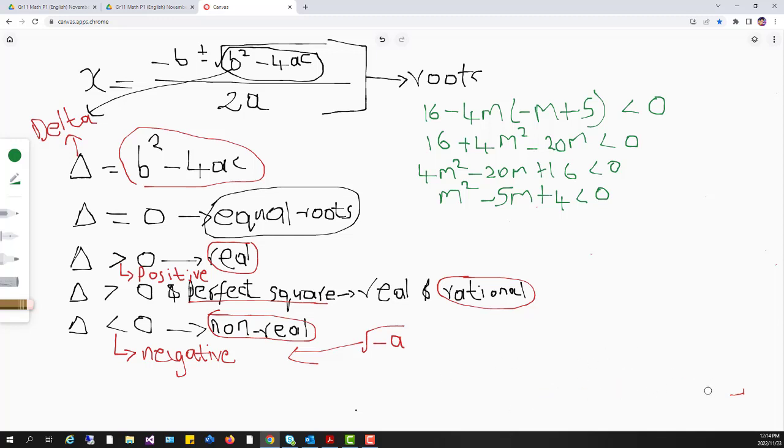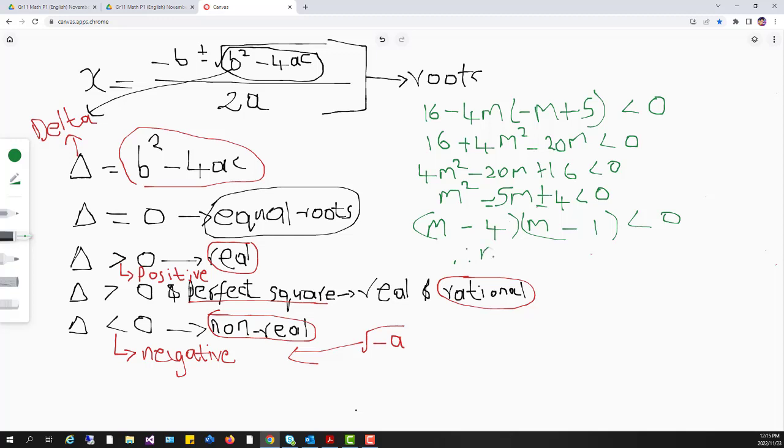All right, let me just erase this out. So the factors of this, okay, by now we know that if it's a negative and a positive there, then both brackets are going to be negative. The factors of m squared can only be m times m, and that of 4 in this case will be 4 and 1. So then minus 4m plus minus m will give us minus 5m.